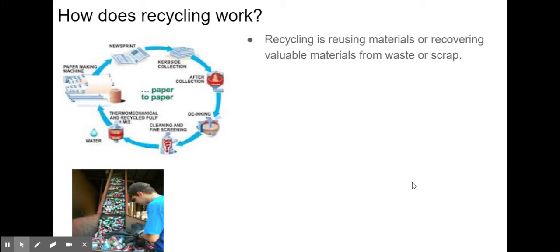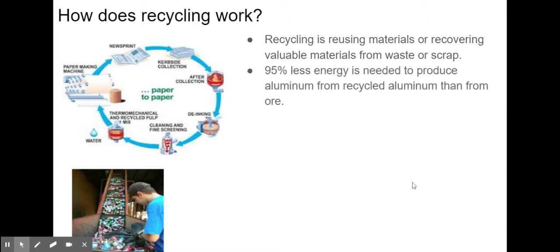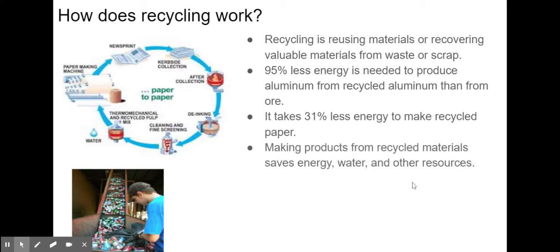How does recycling work? Recycling is reusing materials or recovering valuable materials from waste or scrap. 90% less energy is needed to produce aluminum from recycled aluminum than from ore. It takes 31% less energy to make recycled paper. Making products from recycled materials saves energy, water, and other resources.